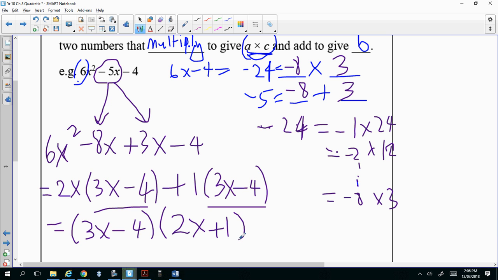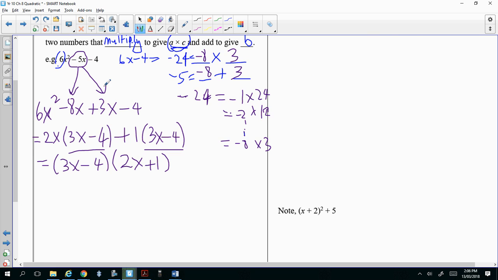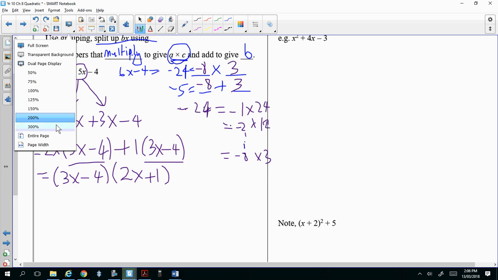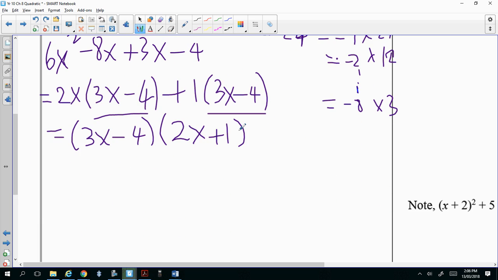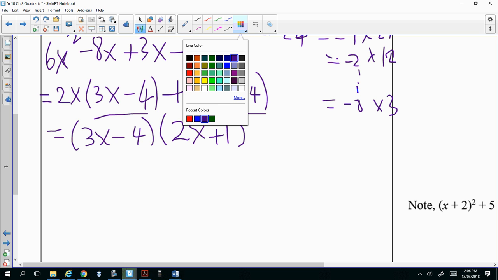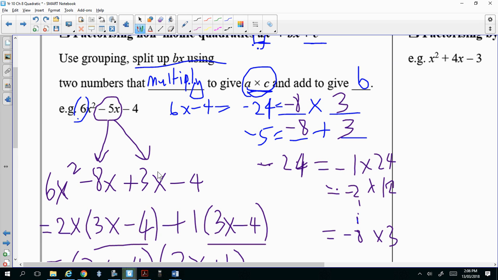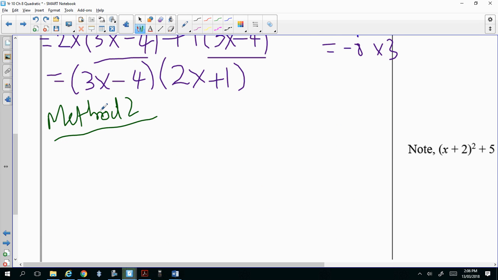Alright, question. Now some of you from the other class would have learned the other way. I could also show you that way. So method 2 is, if you start with 6, you just write 6x over 6. So you just put lots of 6.